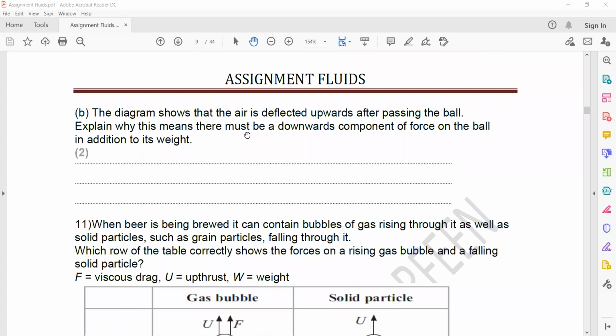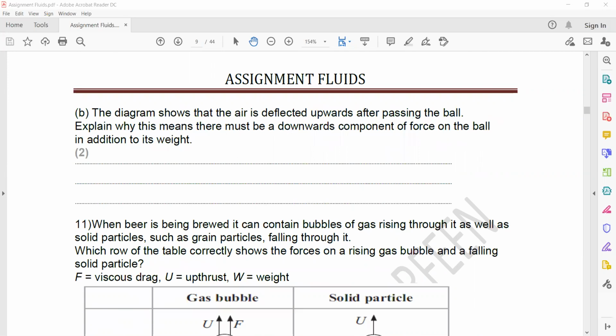The diagram shows the air is deflected upward after passing the ball. Explain why this means there must be a downward component of force on the ball in addition to the weight. So what is the reason why there is a downward force? You have to use Newton's law.